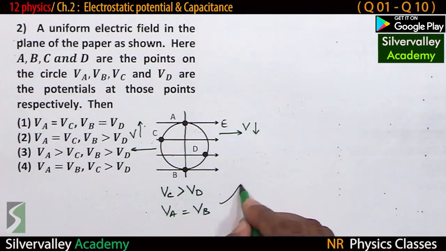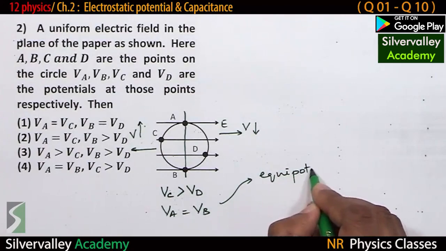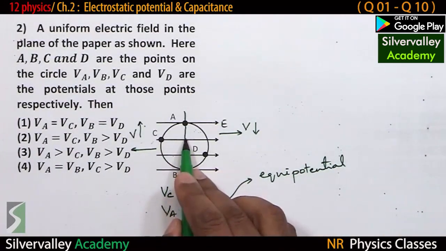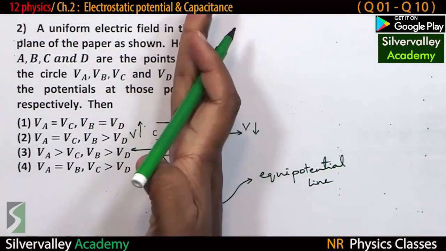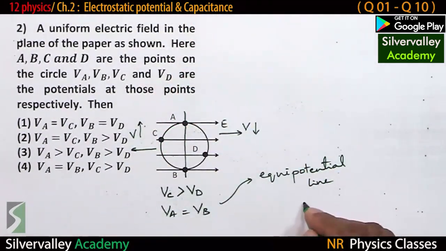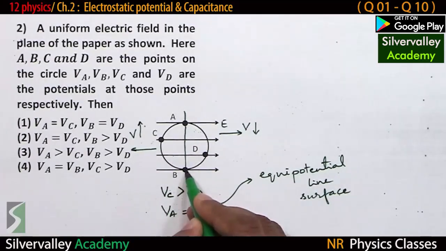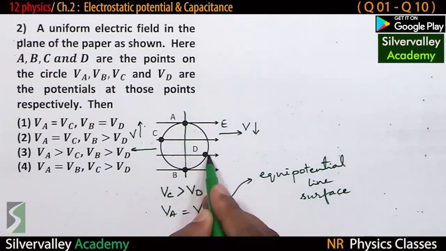This says that it is an equipotential line. So these two points are on an equipotential line, or this vertical plane. This plane is an equipotential surface. So these two points are at the same potential. VA equal to VB and VC is greater than VD.